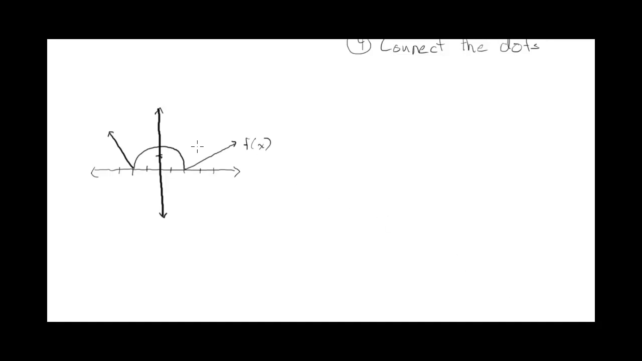Okay, here's the second example. So here I've got a function f. It looks a little bit different. It's a combination of different types of functions. I'll put a scale there. Let's say that's 1 and that's 1. So the same steps when I go to do this.